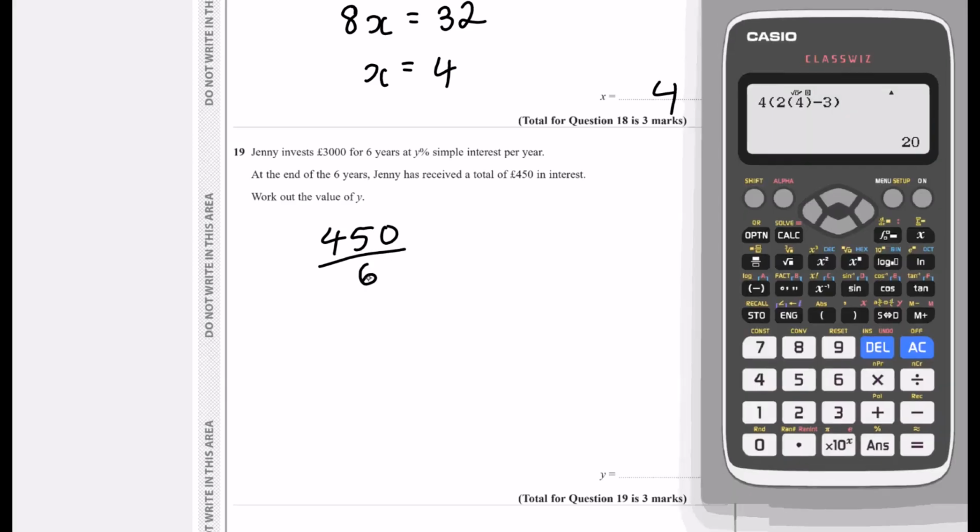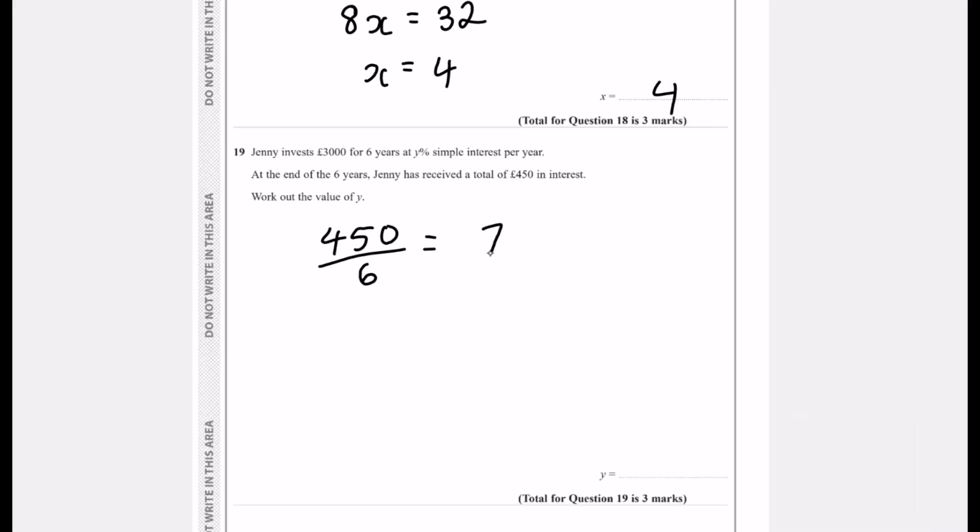Question 19. Jenny invests £3,000 for 6 years at Y% simple interest per year. So it's going to be the same amount of interest every single year. At the end of 6 years, Jenny has received a total of £450 in interest. Work out the value of Y. So £450 in 6 years. So how much each year? Remember, it's the same amount of interest every year in simple interest. So that's £75 each year.